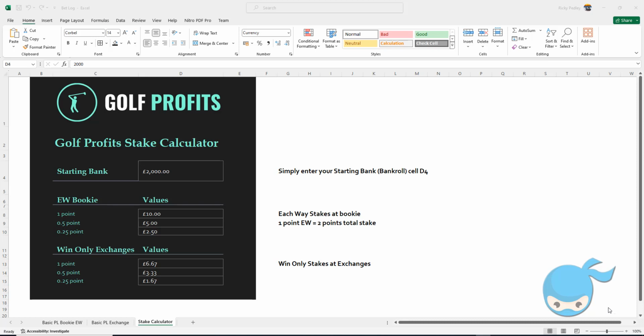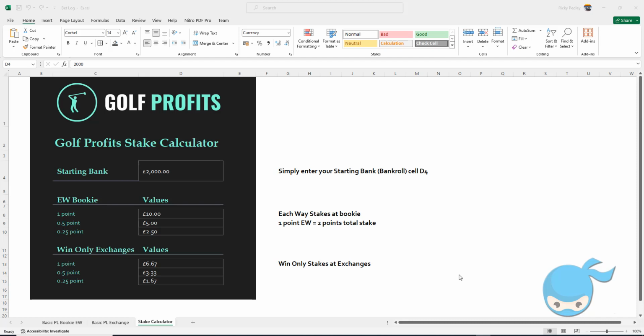Just a quick video to go through a few sheets that we've uploaded to our members area recently to help members calculate their stake sizes and to record and log bets to show results, profit and loss, and a few other stats. So having a look at the stake calculator first, as our members know, we advise our bets to 1 point, half a point, quarter point stakes.